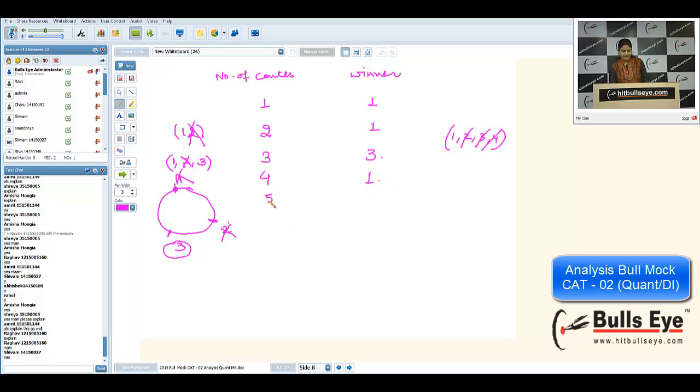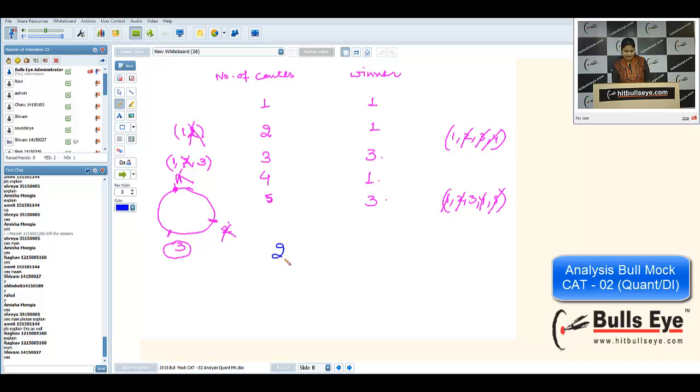If I take 5, first of all, 2 will be out, then 4 will be out, then 1 will be out, then 5 will be out, we'll be left with 3. So what is happening here? I took more examples, till 10 I did. So I can generalize this case.